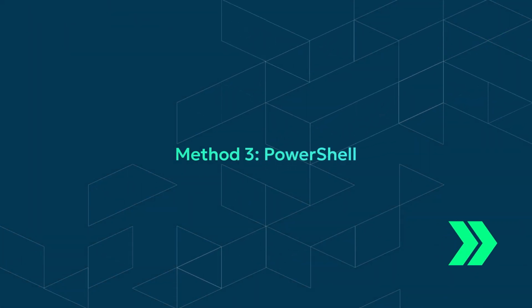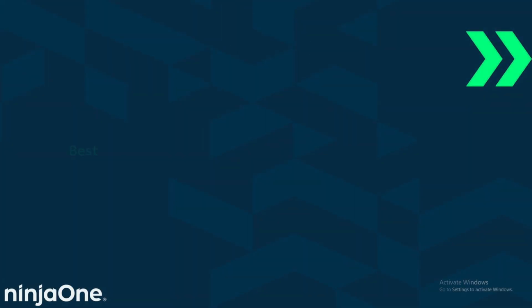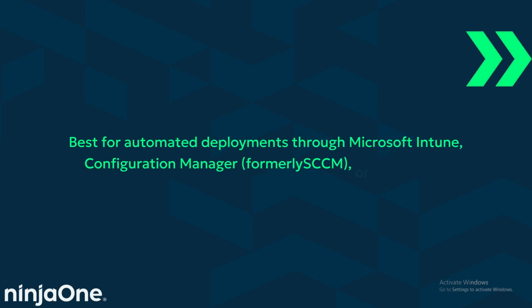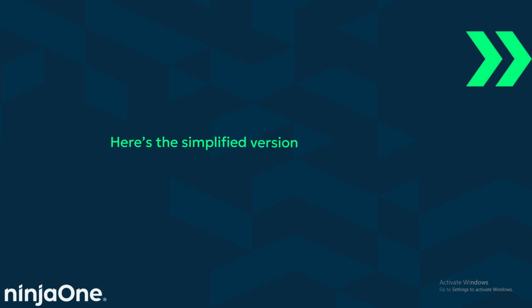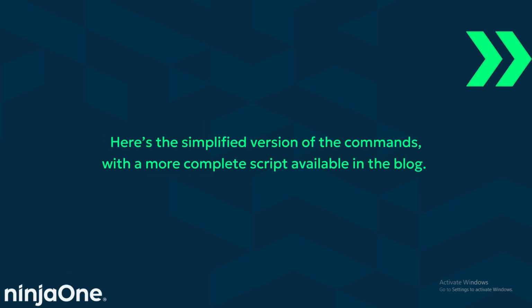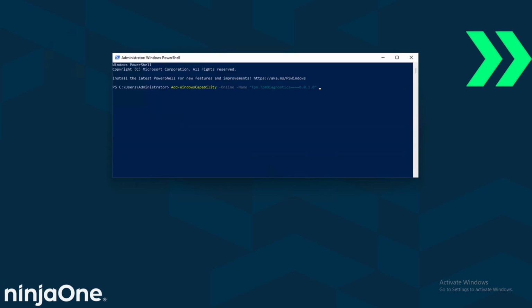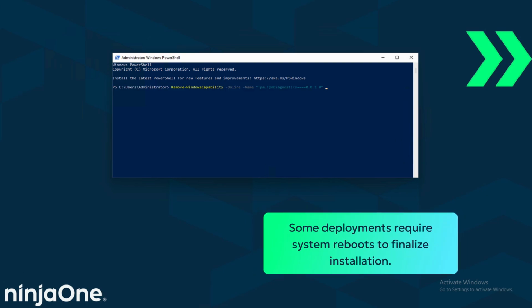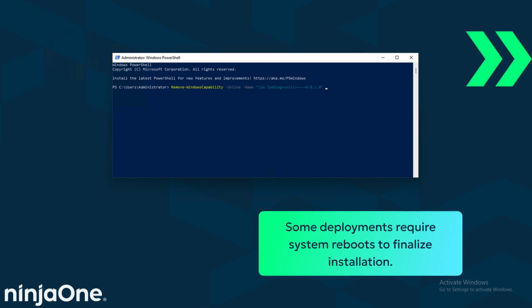Method 3. PowerShell. PowerShell is best for automated deployments through Microsoft Intune, Configuration Manager, formerly SCCM, or RMM tools. Here's the simplified version of the commands, with a more complete script available in the blog. To install the TPM tool. To uninstall the TPM tool. Some deployments may require system reboots to finalize installation.